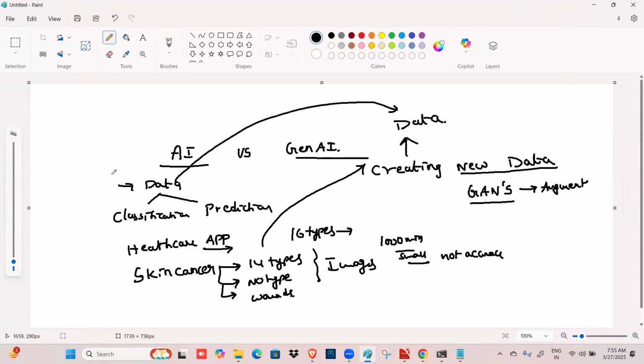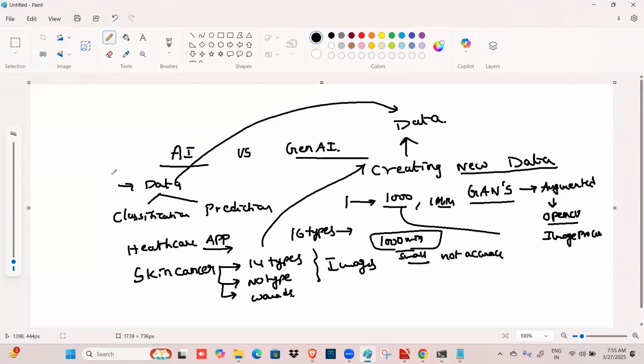These GANs are going to use augmentation techniques. In those techniques, we use OpenCV concepts like image processing techniques to create new images by using the old images. Here, for each type we have 1,000 images, but this is not enough to develop the best application. So we require at least 1 million images for each type. Then we are going to generate from 1,000 to 1 million images.